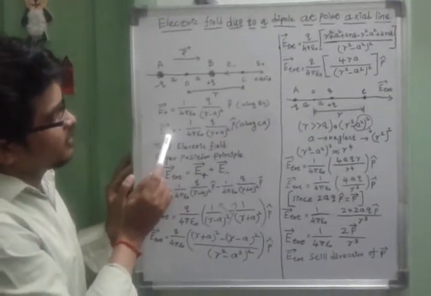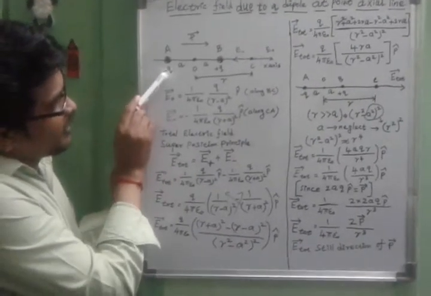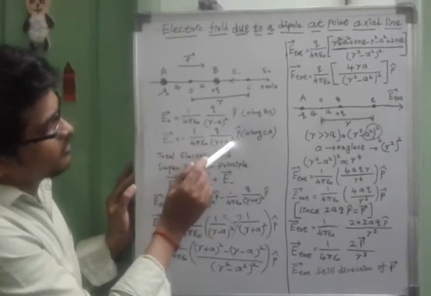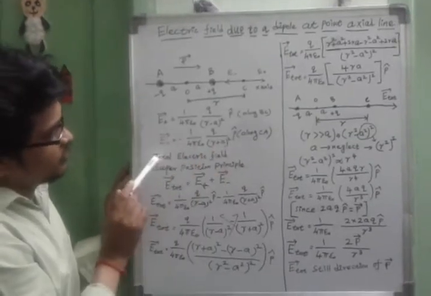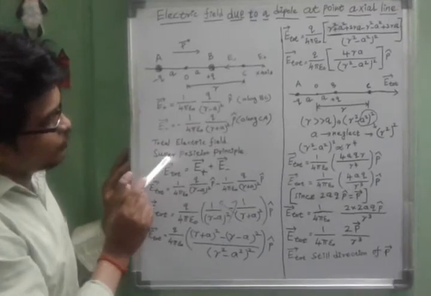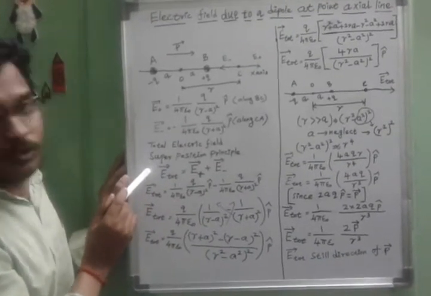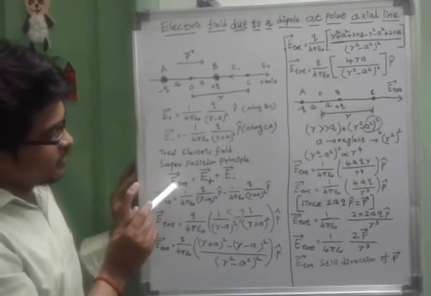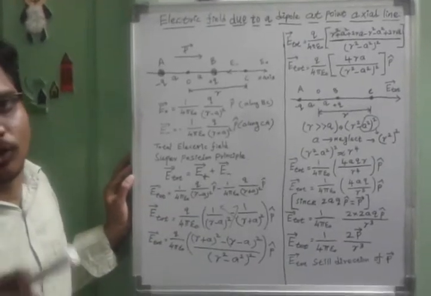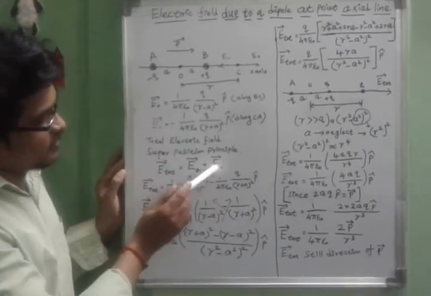And E minus, due to the minus q charge, carries a negative value: minus 1 by 4 pi epsilon naught, q by (r plus a) the whole square, p cap. By the superposition principle, discussed in previous topics, the total electric field is E equals E plus vector plus E minus vector.